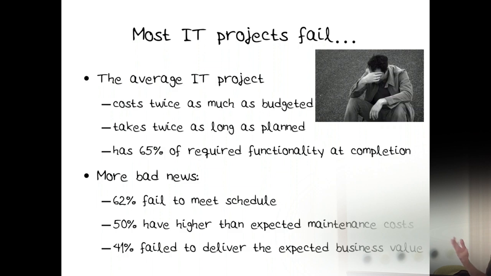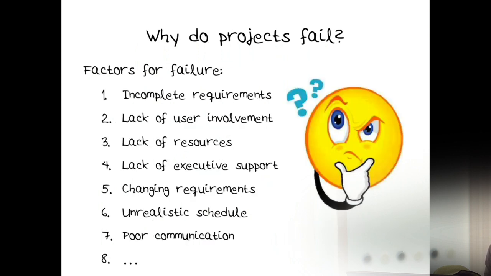It's getting better now, which is why we're doing this course. There's even more bad news: 62% failed to meet the schedule, 50% have higher than expected maintenance cost, and 41% failed to deliver the expected business value. This information comes from a survey that was done, I don't know, maybe 5 years ago now, with hundreds of companies and thousands of people interviewed. They asked them, why do we fail? The top reason for failure, subjectively, was incomplete requirements. Second, lack of user involvement. Third, lack of resources, lack of executive support, changing requirements, unrealistic schedule, poor communication.